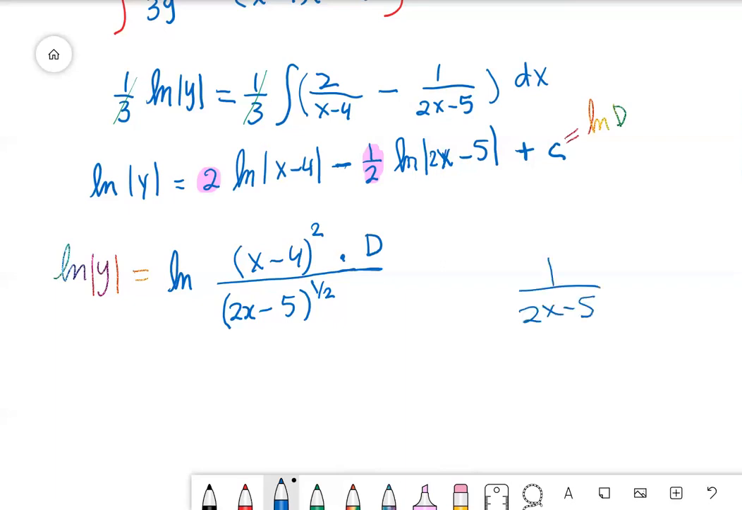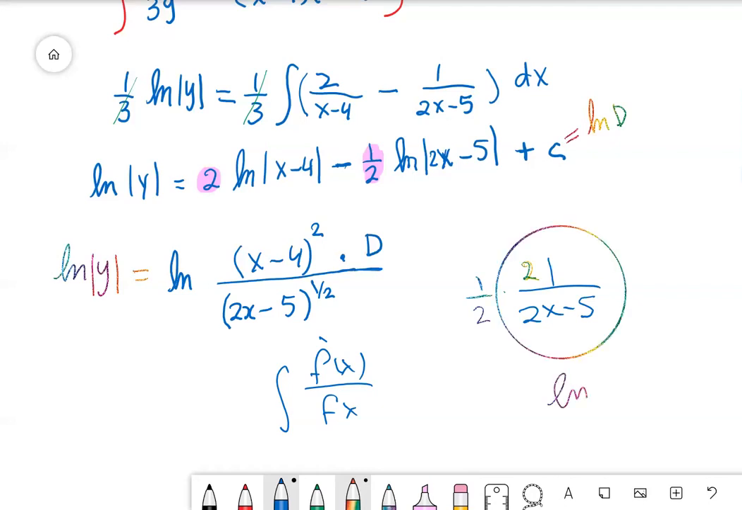So to apply f prime x over f of x for the integration, we need the derivative of 2x minus 5, and the derivative is 2. Because we don't have 2, we multiply by 2 and we divide by 2. That's why we do the half. It won't really affect. So this part here, the 2 over 2x minus 5, you can write as ln 2x minus 5, and this multiplied by half.